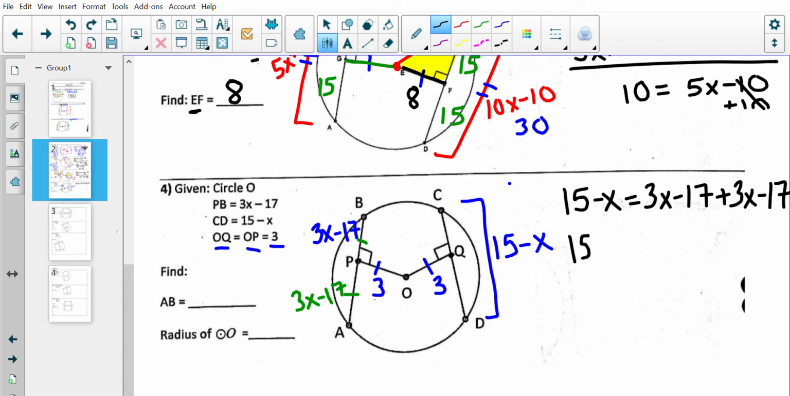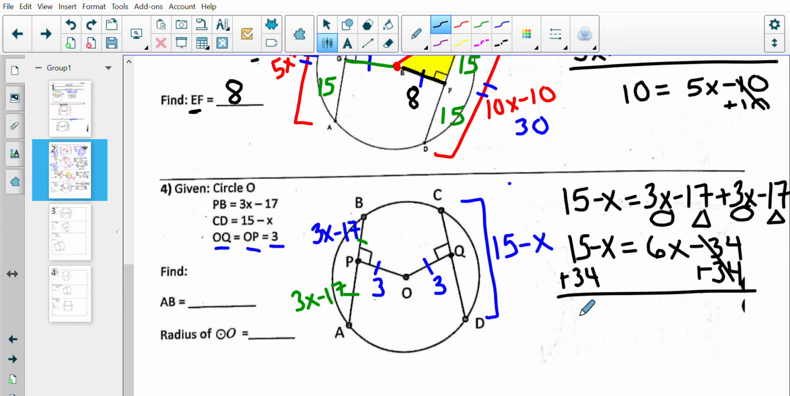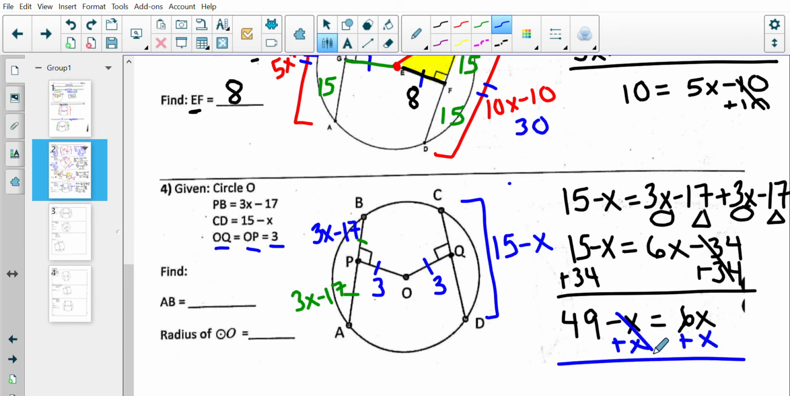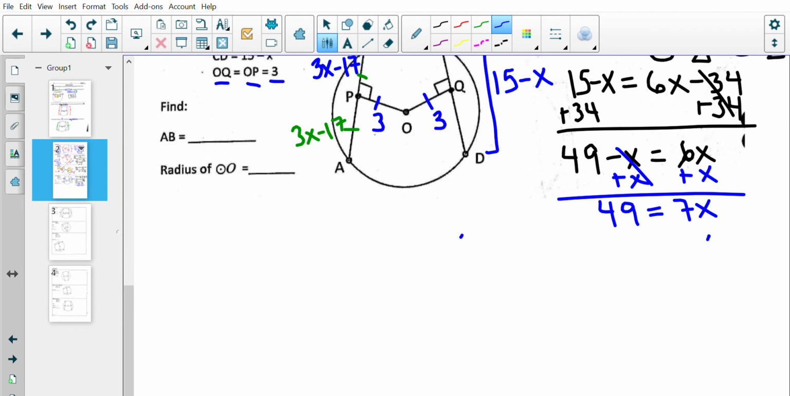Let's combine our like terms on the same side. So 3x plus 3x is 6x. Negative 17 plus negative 17 is a negative 34. Let's add 34 to both sides. So we're going to get 49 minus x is equal to 6x. Let's add a positive x over. So we're going to get 49 is equal to 7x. So x will equal 7.